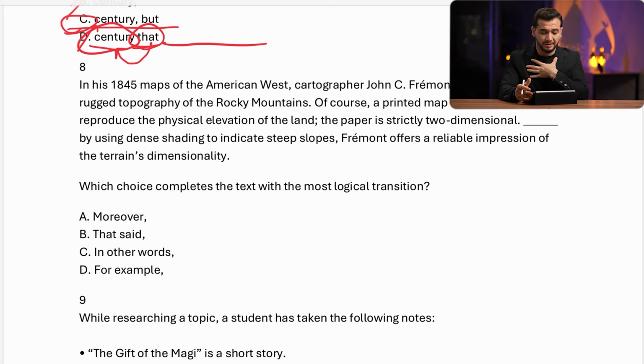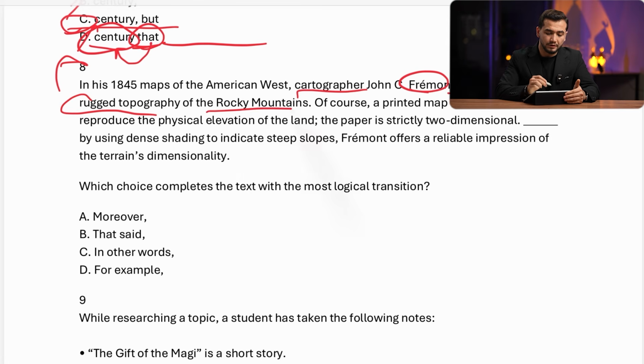But I just want to be personally on the safe side and start from the very beginning. In his 1845 maps of the American West, cartographer this person aims to depict the rugged topography of the Rocky Mountains. I will paraphrase here. So this person wants to describe the landscape of kind of a place, let's say.